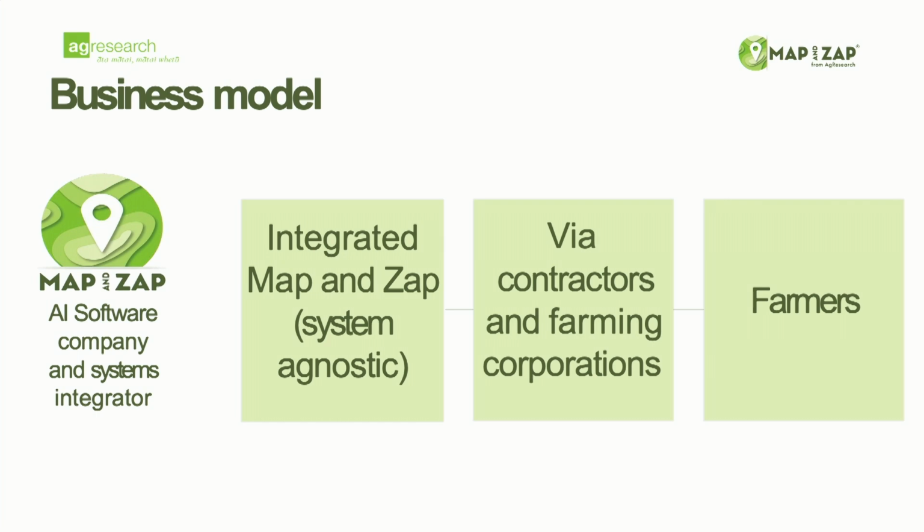So the business model of this technology: it's an integrated map and zap system. We see the customer of this being contractors or larger farming operations who would deliver the services of the technology to farmers.